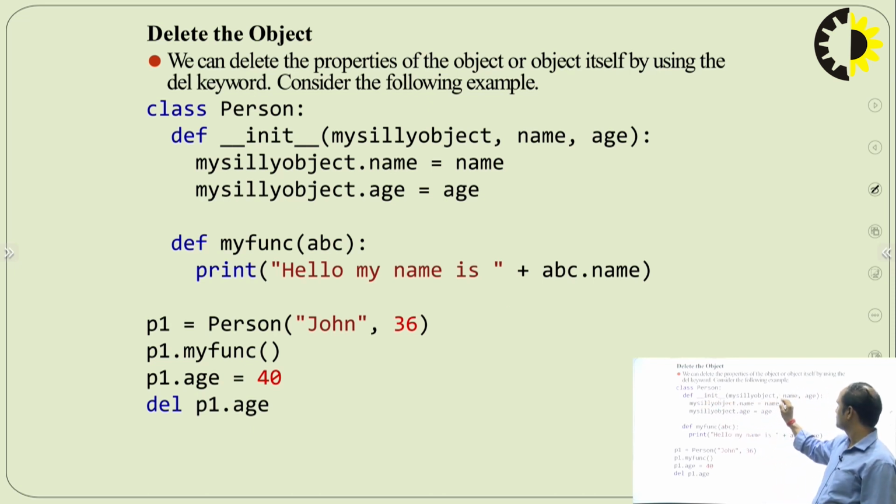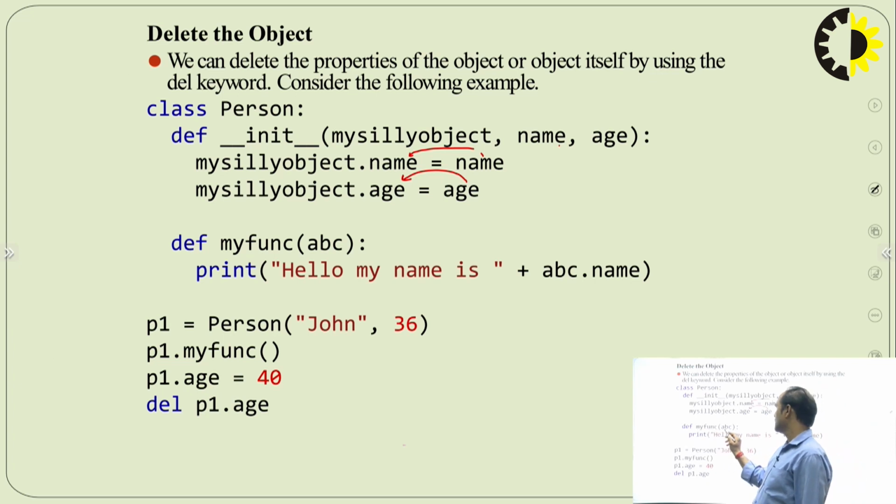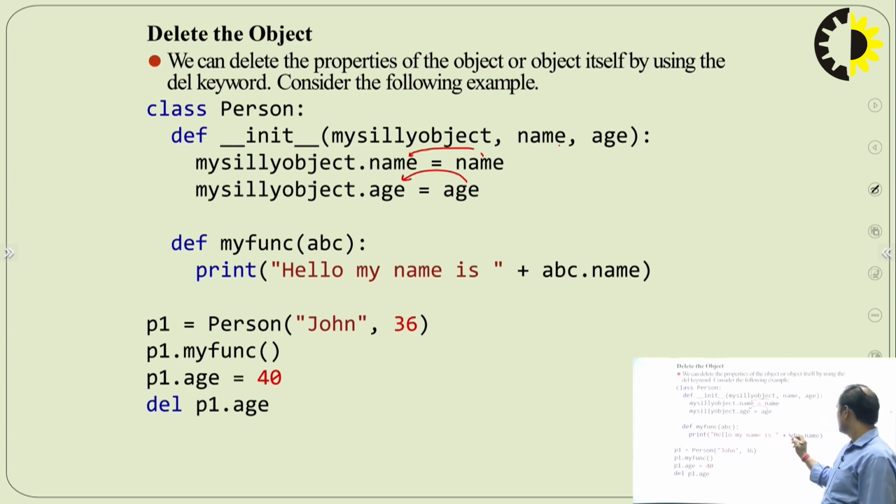We can create objects, and we can create the name and age, and we can put the value of this. myobject.name is the name. We can pass the name field into this, and we can pass the age into this, and we can use the function my function: abc, hello my name plus abc.name. ABC is the value passed into the function, and that function value will combine with the name.